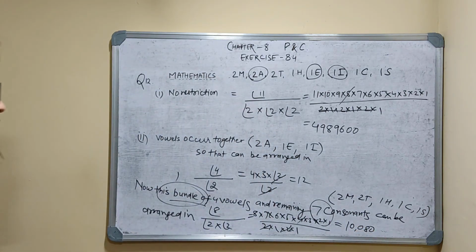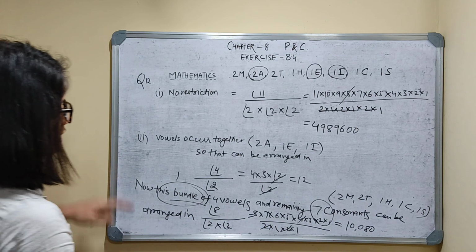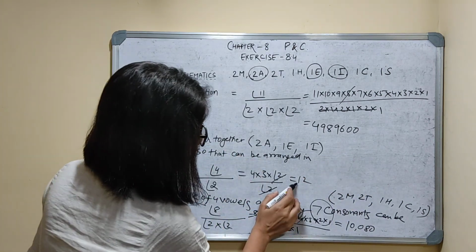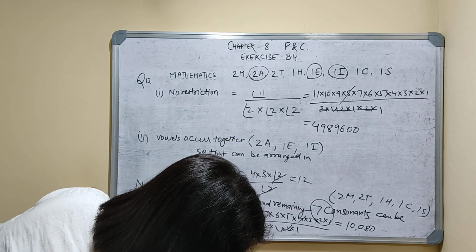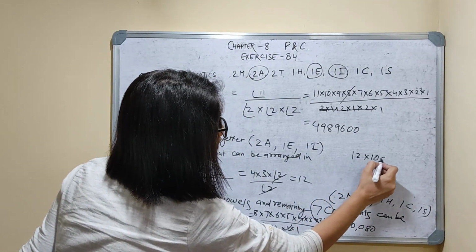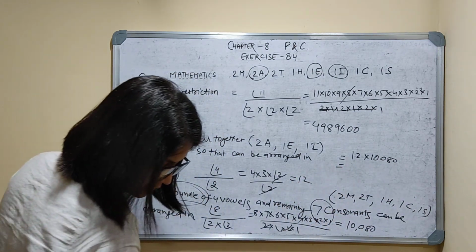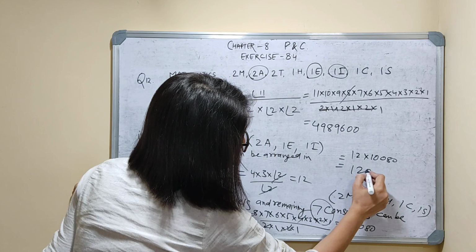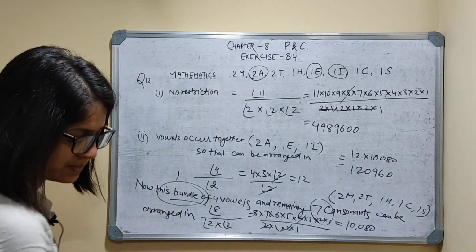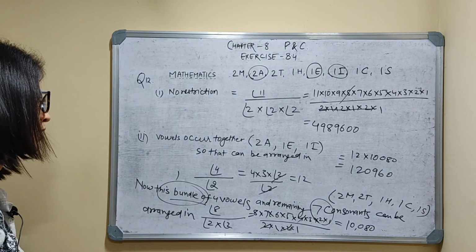So, by the multiplication principle of counting, you write the number of ways when vowels occur together: 12 into 10,080. When you solve, you will get 120,960 arrangements possible when vowels occur together.